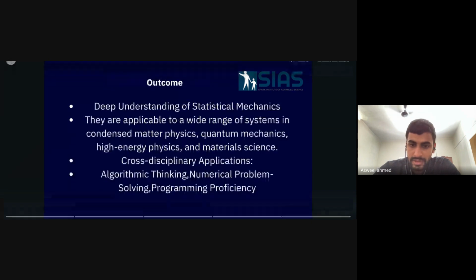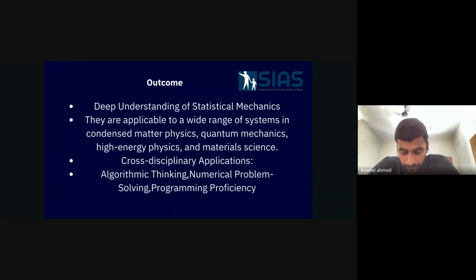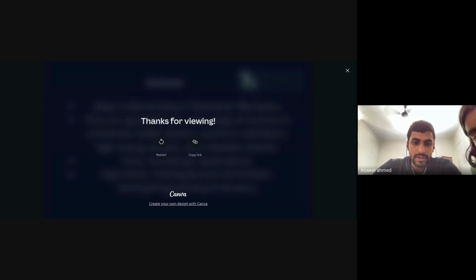Now, my last slide. What can we learn from this project? Since this is a toy model in statistical mechanics, by understanding or by simulating Ising model, you will have a deep understanding in statistical mechanics. As I already explained, it is not limited to statistical mechanics. These days, these 2 algorithms are applied to condensed matter physics, quantum mechanics, high energy physics, and material science.